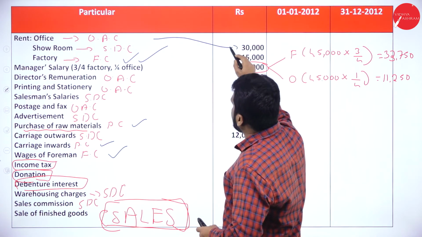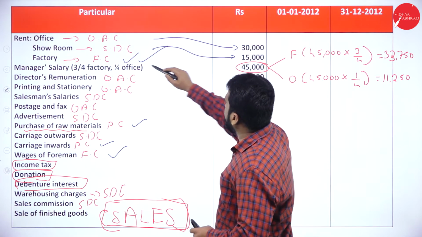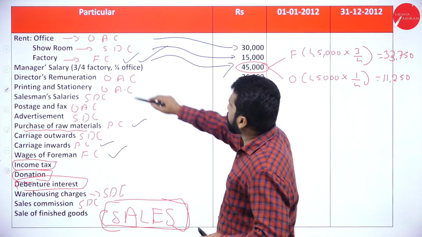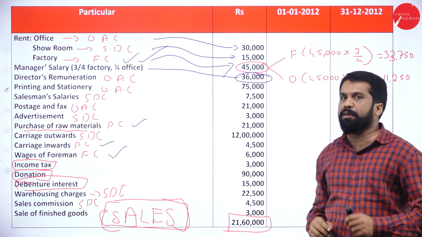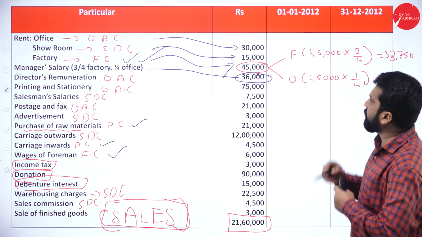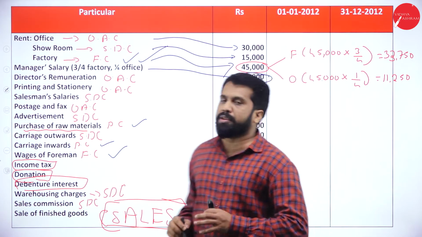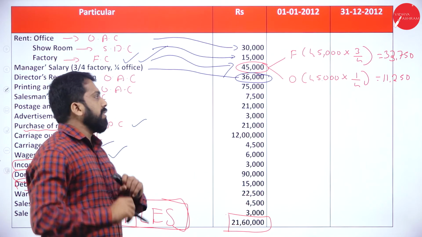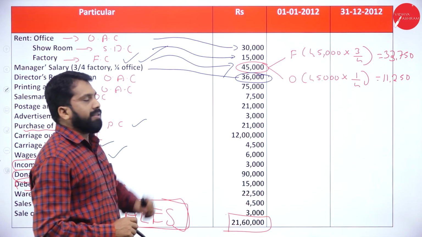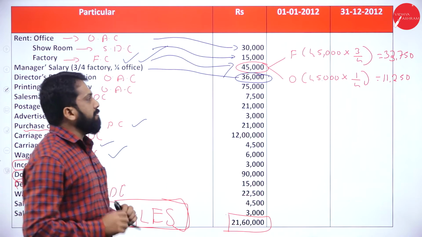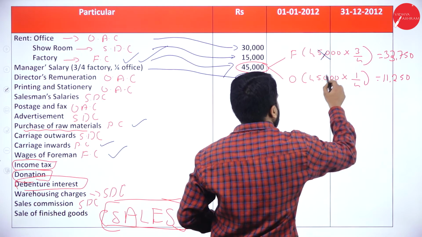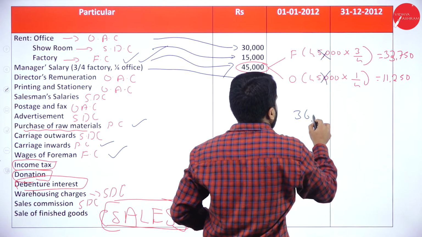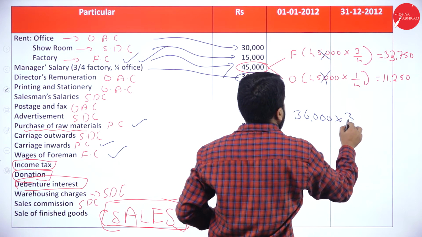Yes. In this, what happened? Your office is this one, showroom is this, and factory is this. We should do calculation on 36,000. Remember, I have taken wrong amount, that is 45. While doing it, check the line properly. So we should do calculation on 36,000. If it is 36,000, we will not consider this. So we will take it as 36,000 multiplied into 3 by 4.